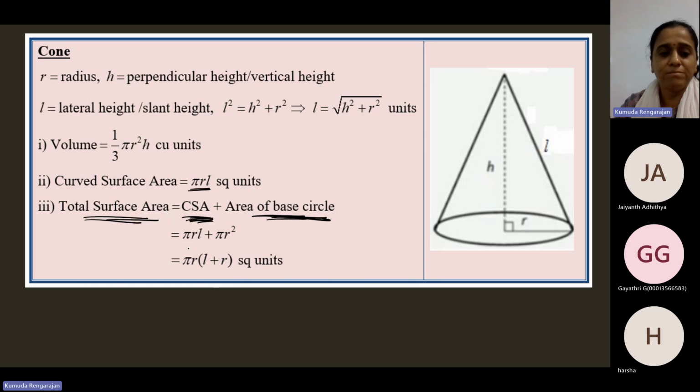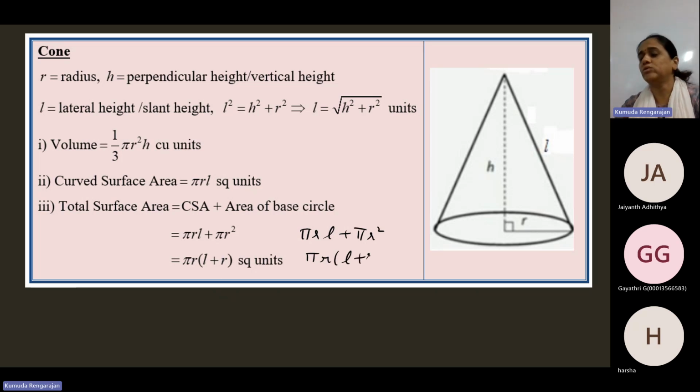So what's the CSA? Pi RL. Area of the base circle, pi R square. What's common? Pi R is common. Take out pi R common. Pi RL plus pi R square. When you take out pi R common, you will get pi R into L plus R square units, or pi R into R plus L square units, whatever.